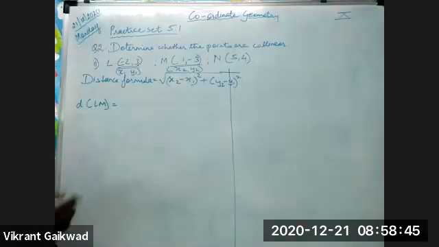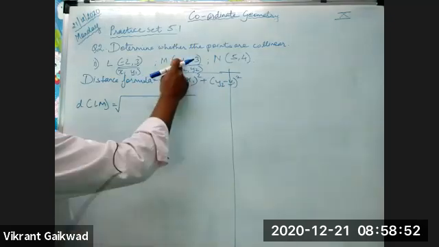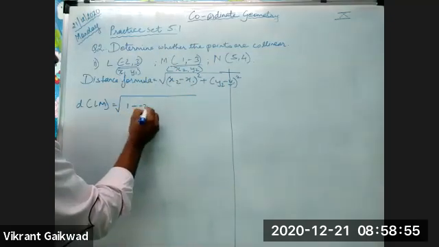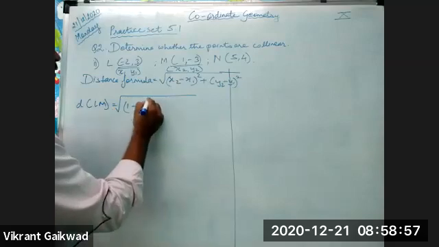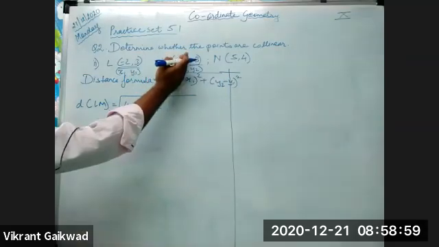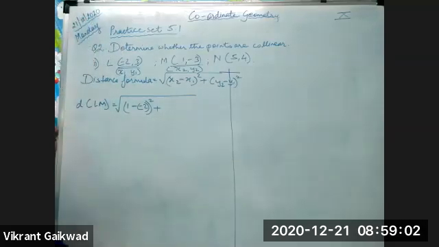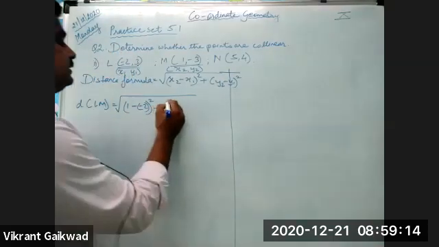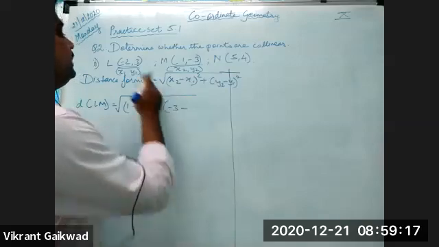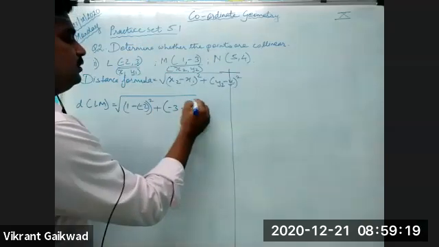So distance of LM equals to under root of, we'll substitute the values directly. (1 minus of minus 2) the whole square plus, see, x2 is 1, x1 is minus 2, so you just subtract that. After that, plus, now what you're going to do is y2 minus y1. So that becomes minus 3 minus 3, the whole square.